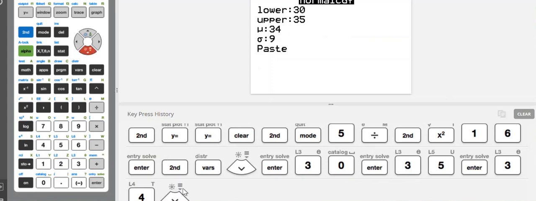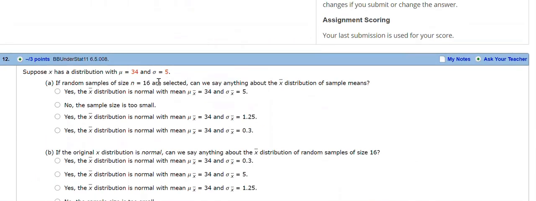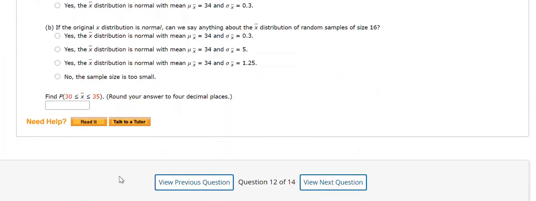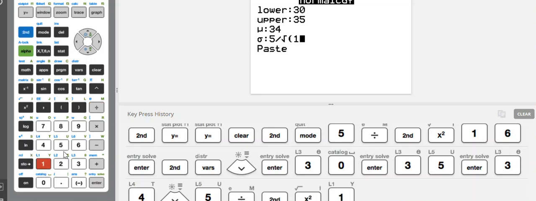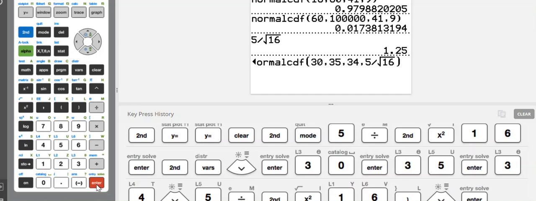And my standard deviation, again, if I put in a 5 for standard deviation, that would be incorrect. What I need to do is put in 5 divided by the square root of n, which is 16. That's the correct standard deviation. So when I hit paste and then enter my answer, I get 0.7875 if I do 4 decimal places.